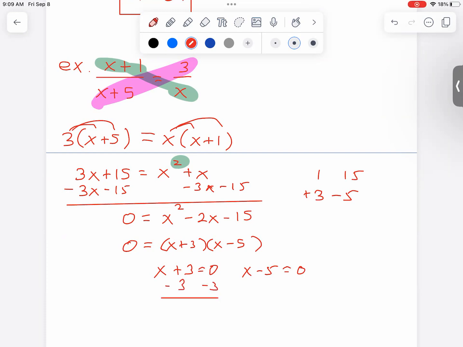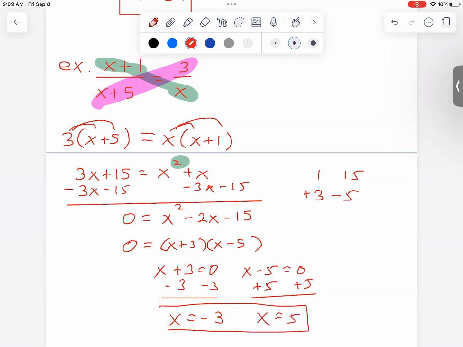So on the left-hand side, I get x equals -3. And on the right-hand side, I get x equals 5. So this is the merger of both worlds. We have the factoring stuff that we worked on before incorporated in one of these proportion problems.